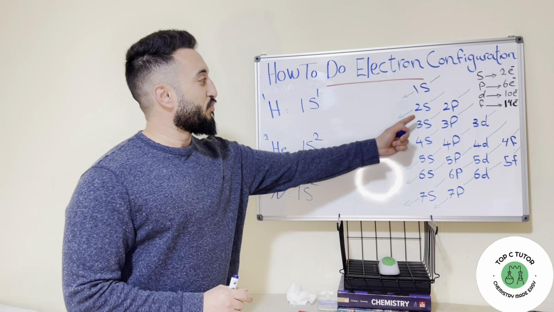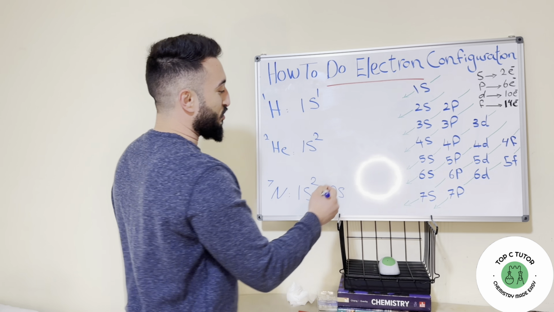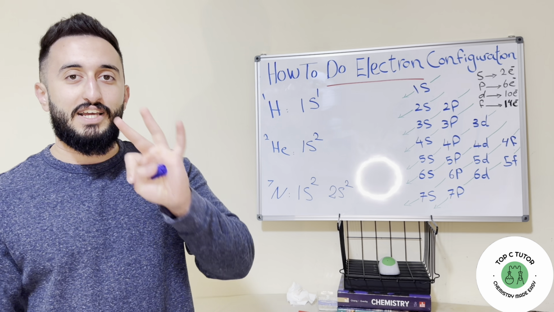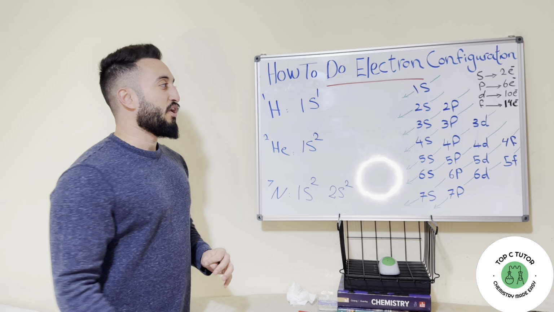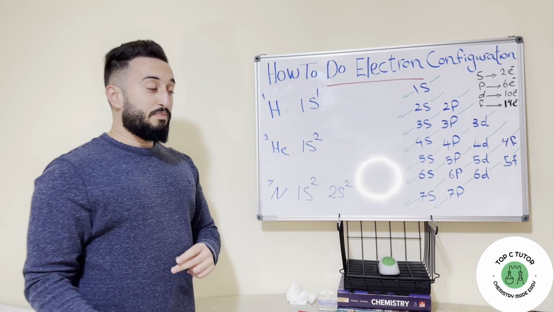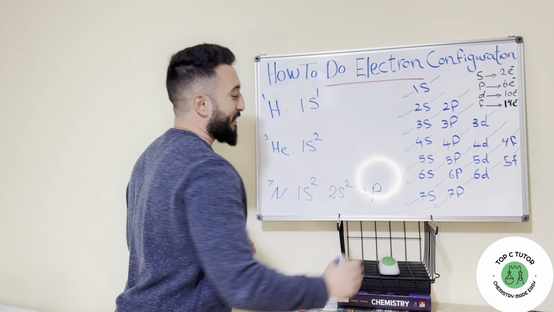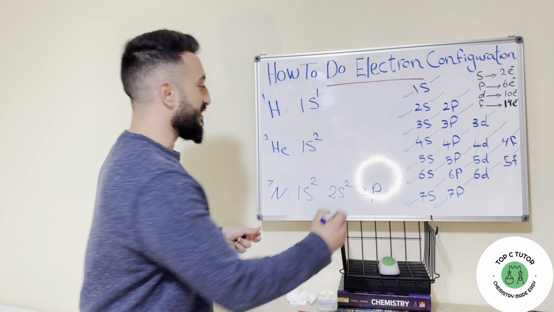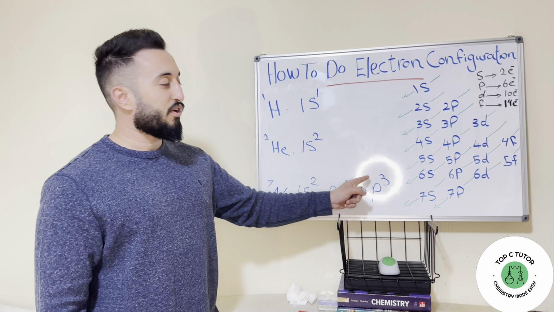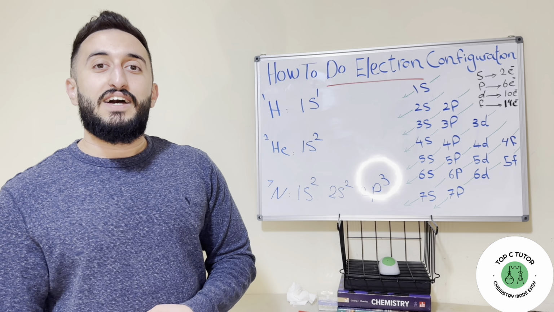So the next room will be 2s. How many electrons can the s take? As we know, it can take 2. 2 plus 2 equals 4. How many electrons are left from the 7? 3 more. So what about the next room? The next room after 2s is 2p, so we write the next room, which is 2p. How many electrons are left? 3. So now can we count? 2 plus 2 equals 4, plus 3 equals 7. And that's the 7 electrons of nitrogen.